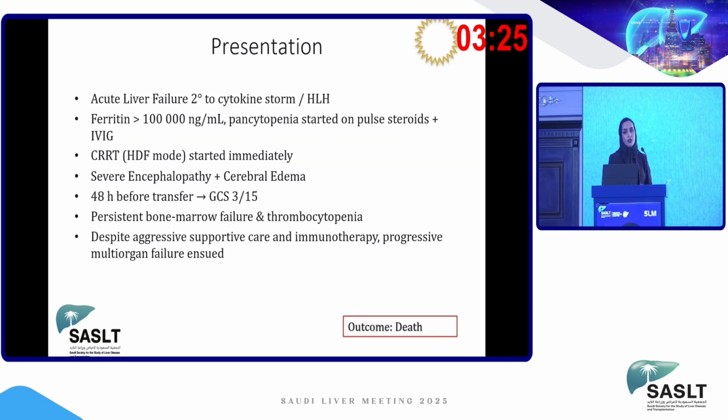Actually, for this patient, unfortunately, she came to us very late. She was encephalopathic 48 hours prior to transfer to us, with a GCS of 3 and 4 without any sedation. So when she came to us, she already had severe brain edema with a brain insult. Unfortunately, despite aggressive care and management, she died.